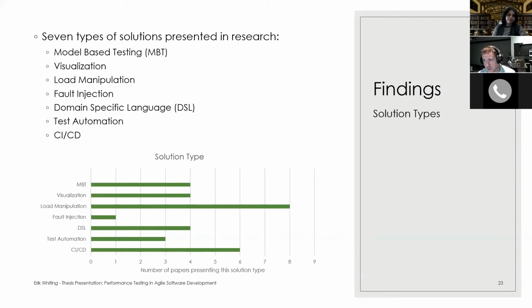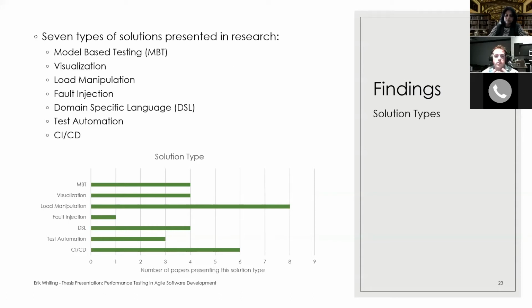There was one paper that mentioned fault injection, and I'm going to talk a little bit about that paper later, but that was basically just intentionally making something fail in our systems to see how our system responds. A lot of solutions presented domain-specific languages, or DSLs, and these were always in conjunction with another kind of solution. So for example, a lot of times a solution was a load manipulation solution that was configured with a DSL, but DSLs were never presented alone. There are also test automation solutions and CI/CD solutions. CI/CD is continuous integration, continuous deployment, continuous delivery.